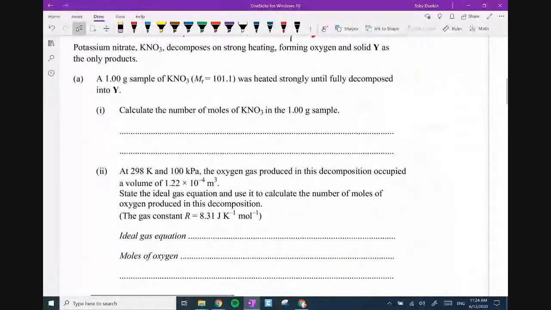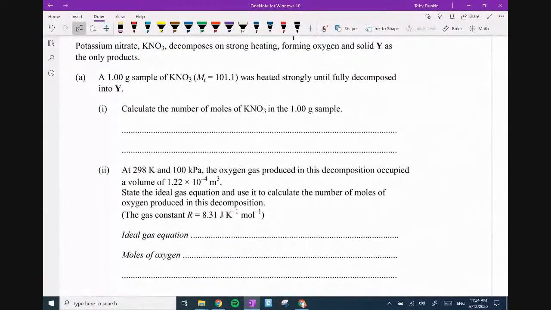Okay, so a 1 gram sample of potassium nitrate was heated strongly until it fully decomposed. Calculate the number of moles in 1 gram. Number of moles is grams over Mr, and they've even given it. I hate it when they do that, because they had too many marks. If they'd given less marks, they would have taken that away and made you calculate it. This literally is 1 over 101.